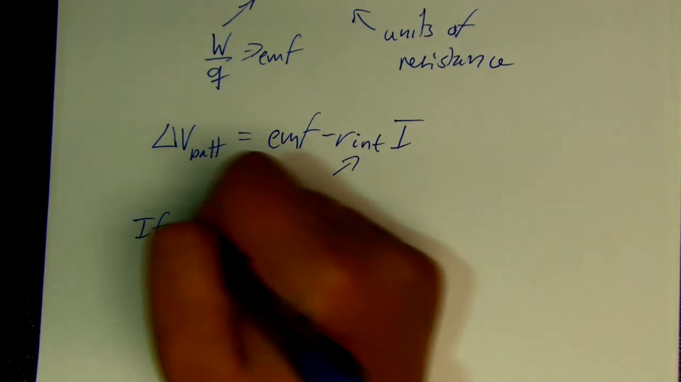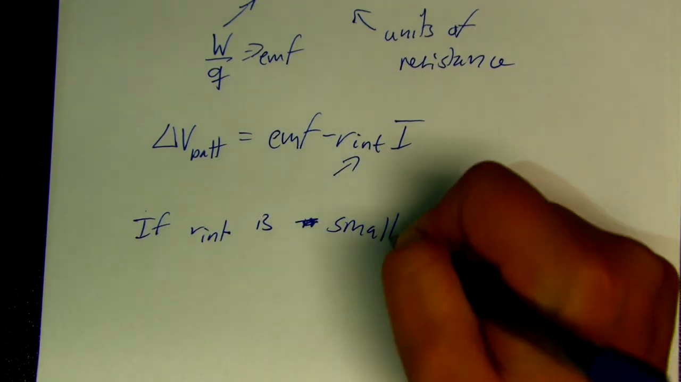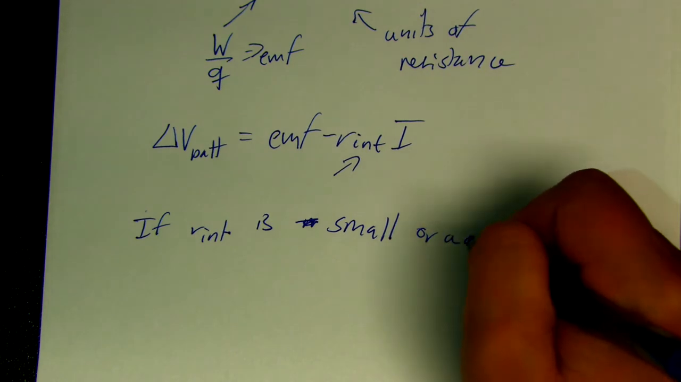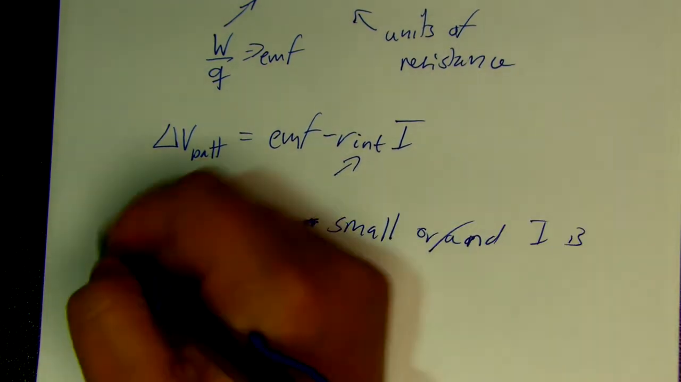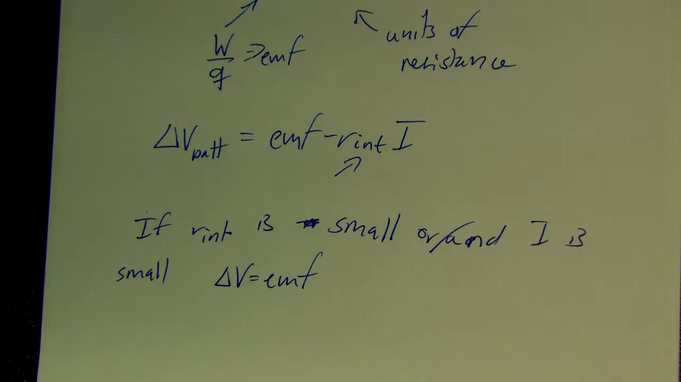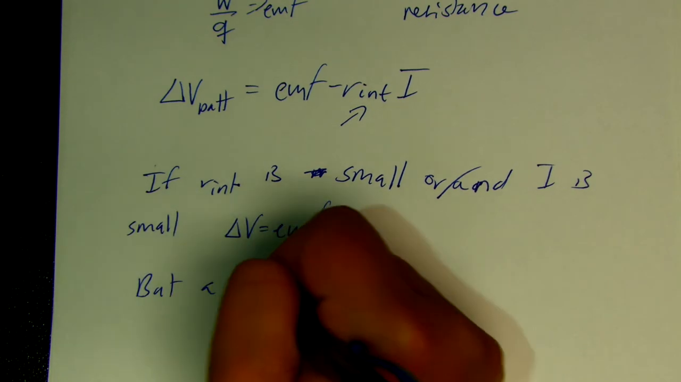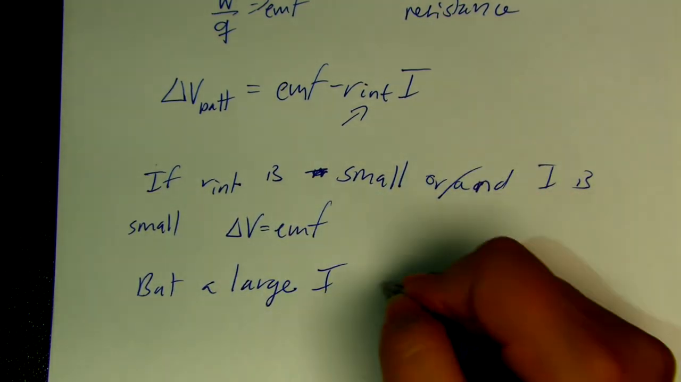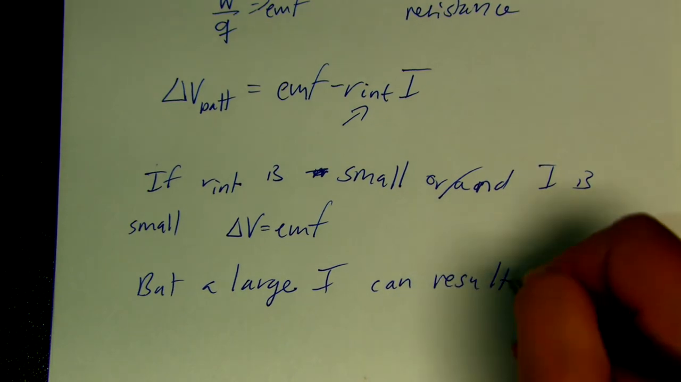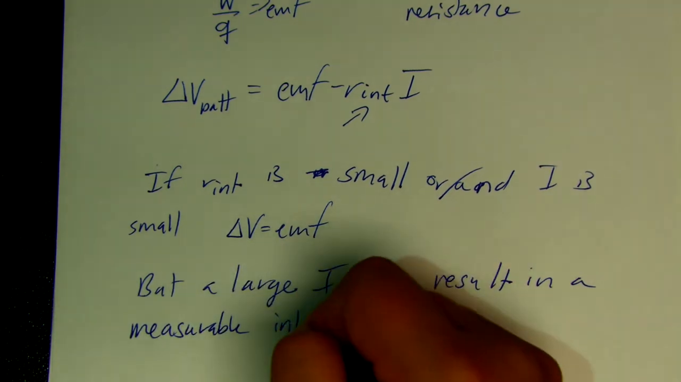So if our internal resistance is small and I is small, then delta V is equal to EMF. And this is essentially the assumption that we've been making, and sometimes it's good enough. Sometimes it's pretty close, and sometimes we're just not going to measure more accurately, so it's good enough. But a large I can result in a measurable internal resistance.